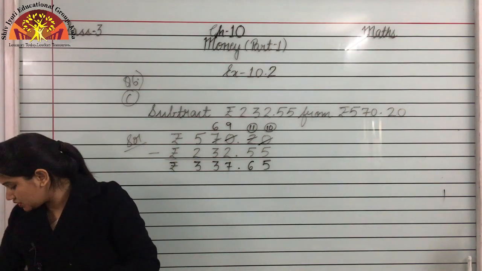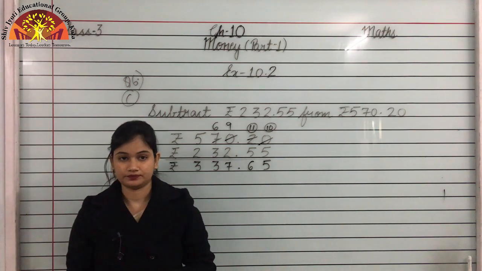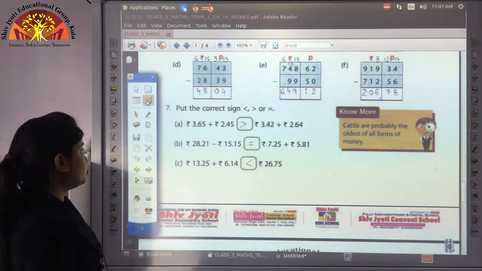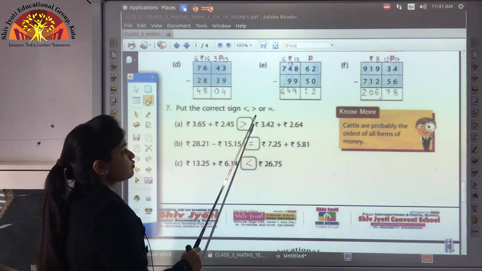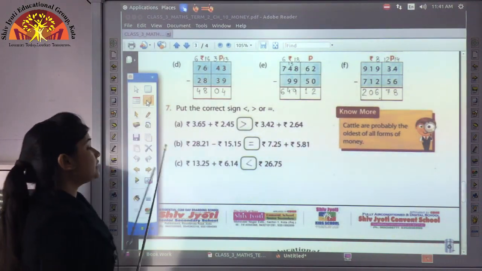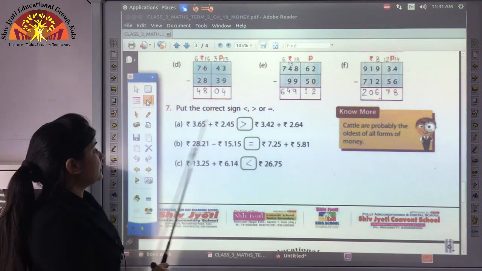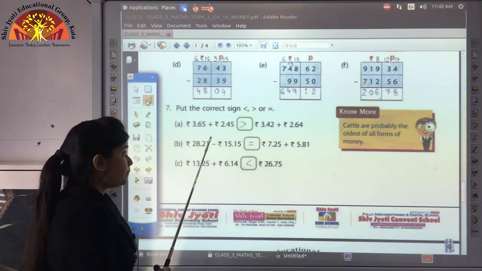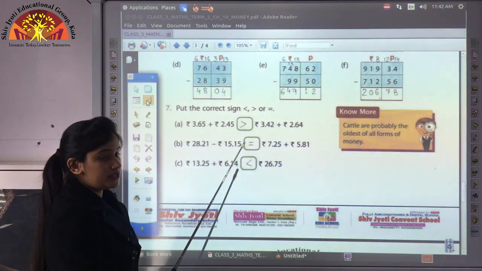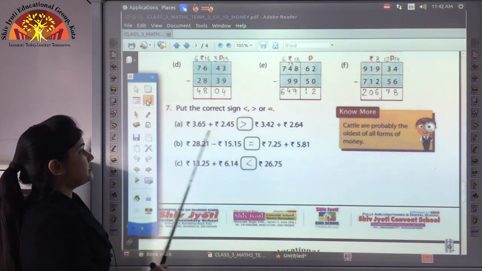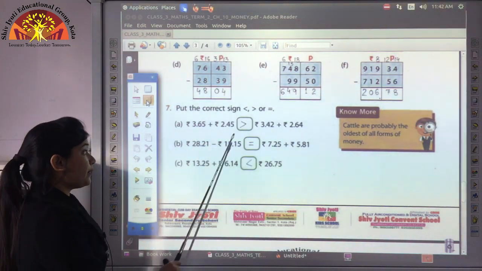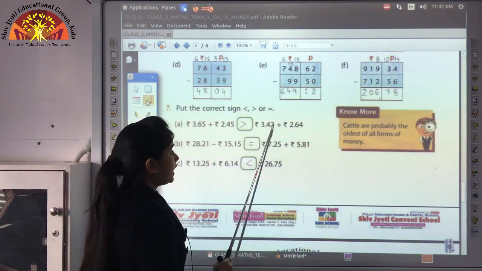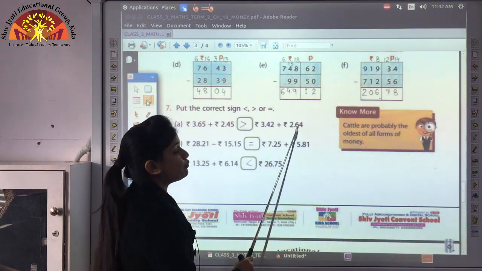Now we are taking the next question, that is question number 7, bookwork. So next is question number 7 of exercise 10.2, that is put the correct sign greater than, smaller than or equals to. So students, in this question we have to compare the numbers that are given on both of the sides. So now A part is rupees 3.65 plus rupees 2.45. It means we have to find the addition of these two numbers. Okay, then we have to compare this with these numbers, that is rupees 3.42 plus rupees 2.64.